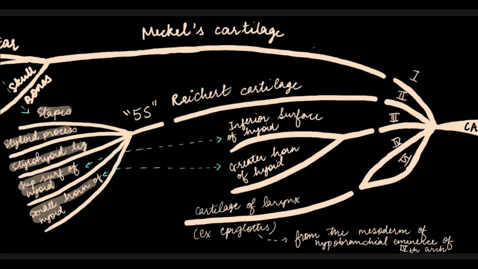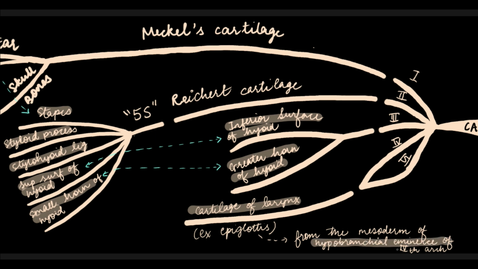Coming to the third arch, the derivatives of the third arch are the inferior surface of the hyoid bone and the greater horn of the hyoid bone. Finally, the fourth and the sixth pharyngeal arches together give rise to the cartilage of the larynx, except the epiglottis. The epiglottis arises from the mesoderm of the hypobranchial eminence of the fourth arch.